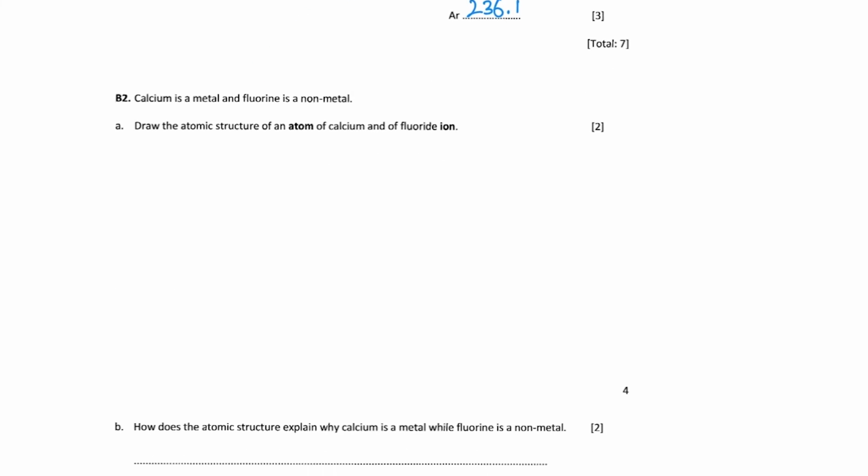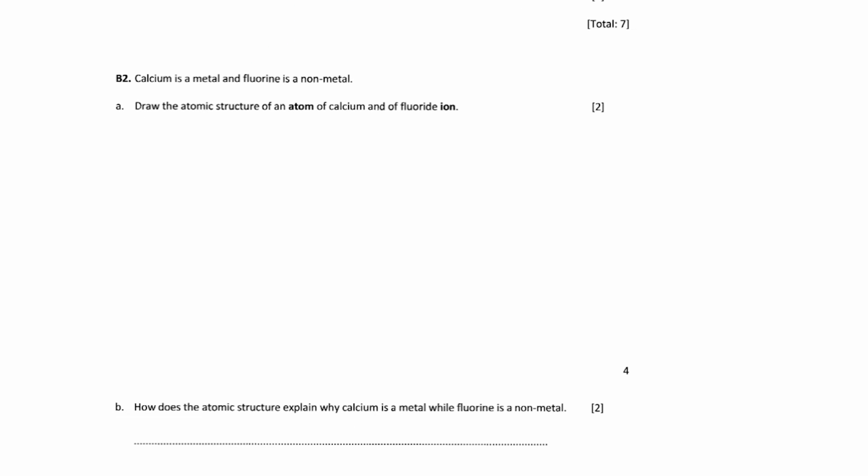Next they're saying calcium is a metal and fluorine is a non-metal. Draw the atomic structure of an atom of calcium and a fluoride ion. Notice that this is a 2-mark question and there are 2 main requirements. You have to draw the atom of calcium, that's 1, and you have to draw a fluoride ion. So you have to draw both of them. This is not a question asking for calcium fluoride. You have to draw both of them separately.